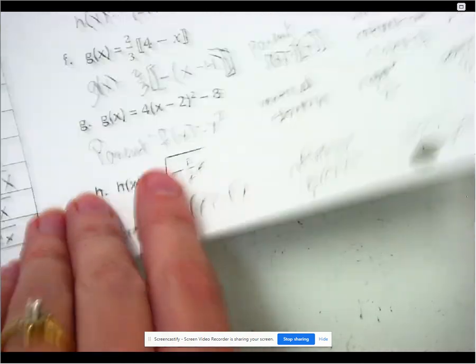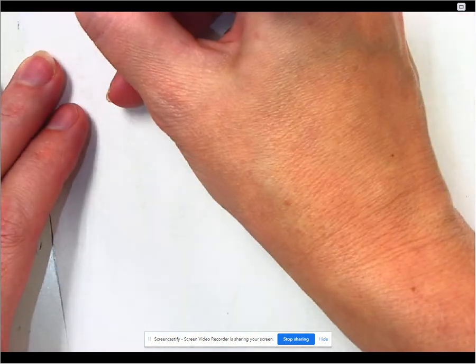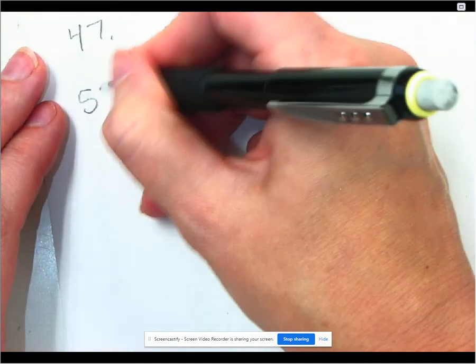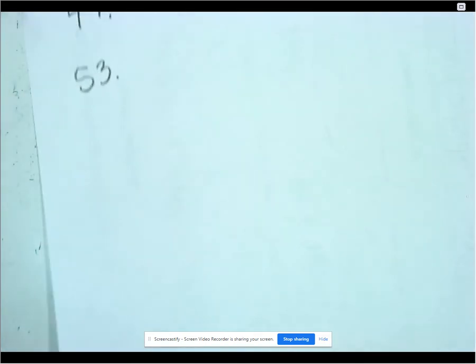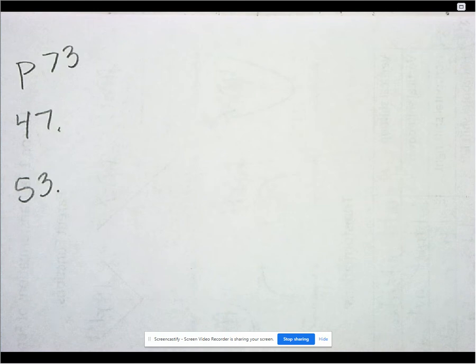Okay, we're going to do a couple of problems out of the book also. So on page 73, we're going to do number 47 and we're going to do number 53. So grab your book. The directions on those say to write an equation for the function described by the given characteristics.